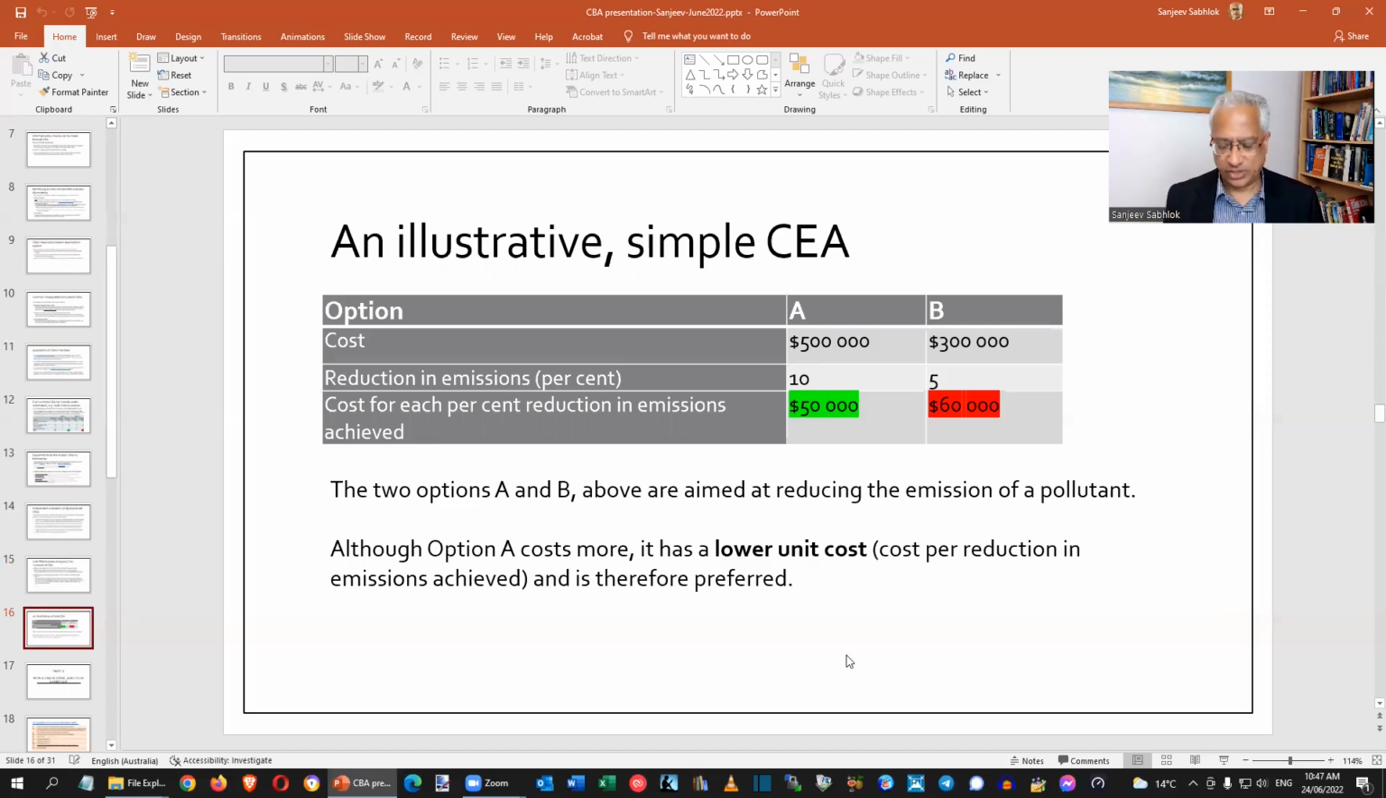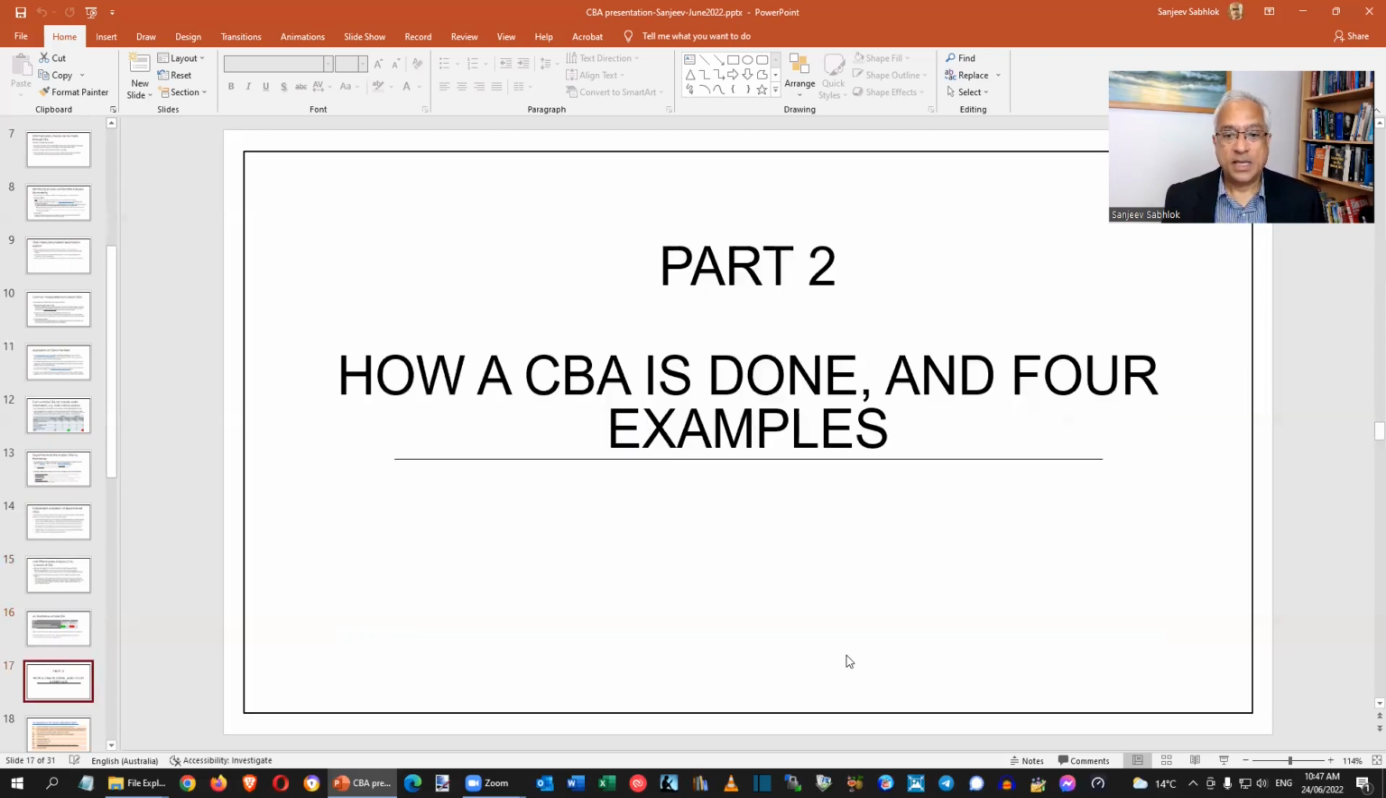Now, there are a lot of weaknesses of this particular approach, and I won't go into that, but this is basically the cost effectiveness analysis, which is very commonly used in health economics and could have easily been used in lockdowns, to assess lockdowns versus some other interventions and so on. So that was not done. Now, I'll give you a bit more insight into how a CBA is done, and then 4 examples.